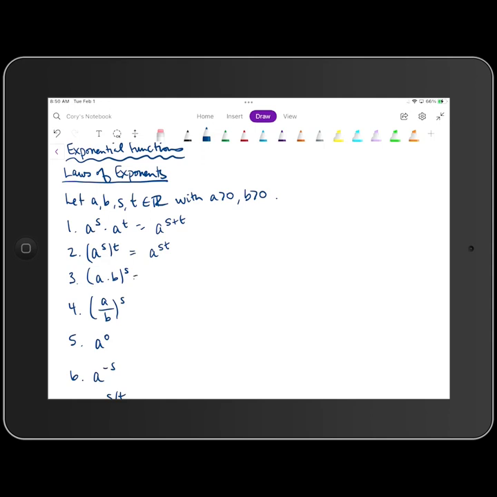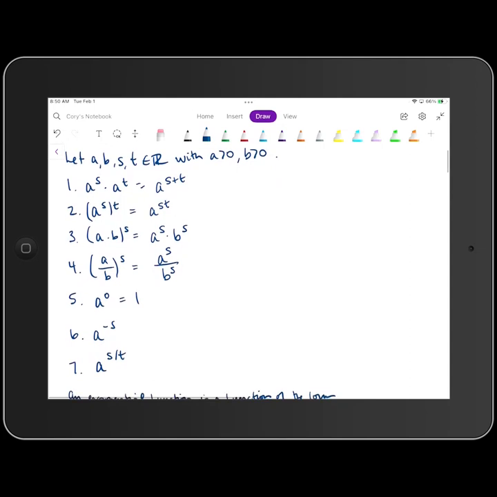For law number 3, if we have a times b raised to the s power, so if we have a product raised to a power, we can go ahead and apply that exponent to each factor. So that's going to be a raised to the s power times b raised to the s power. Number 4, if we have a quotient raised to a power, we're going to take, again, each factor and raise it to the s power. So that is a to the s power divided by b to the s power. For law number 5, a raised to the 0 power is going to be equal to 1.